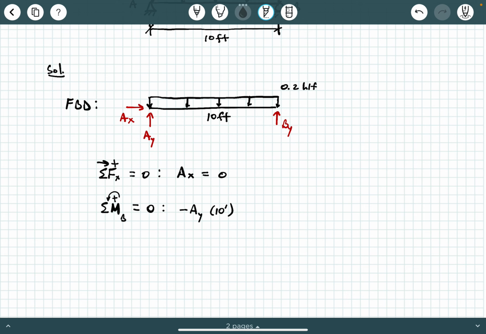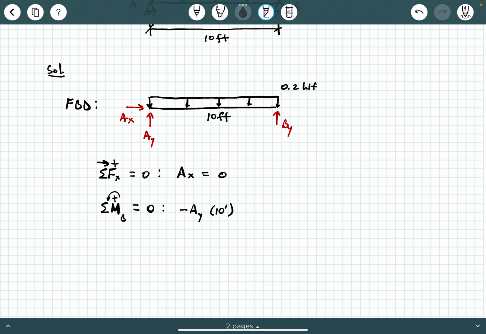What next? Does Ax show up here? No. Ax does not show up in this equilibrium equation because Ax lies along the line of action through point B. So Ax does not have a perpendicular distance away from point B. So if you tried to include Ax in there, you would just have Ax times 0, okay?